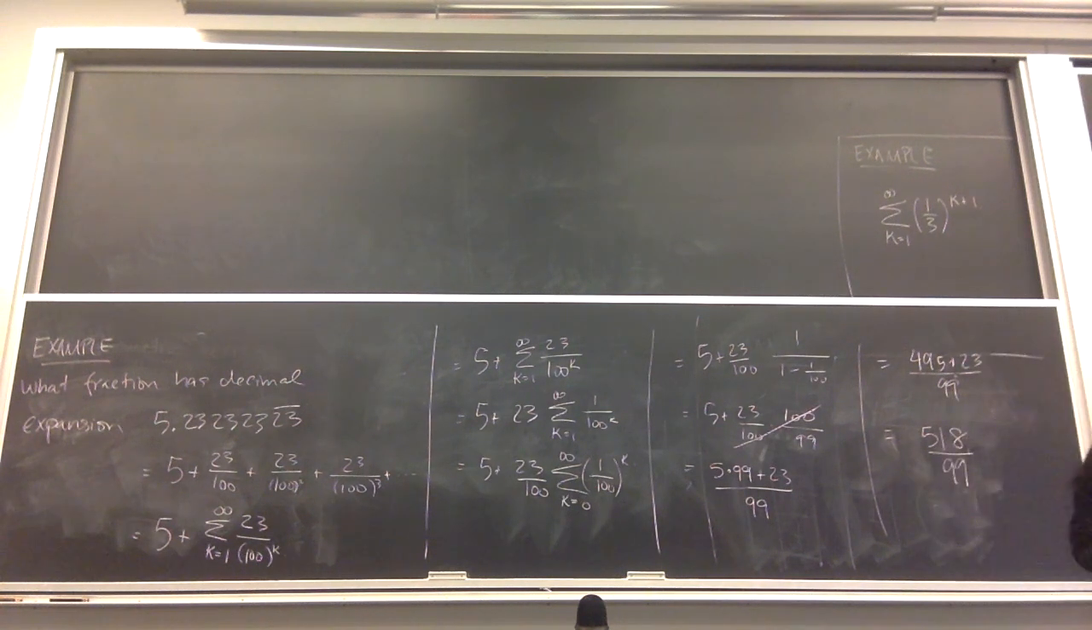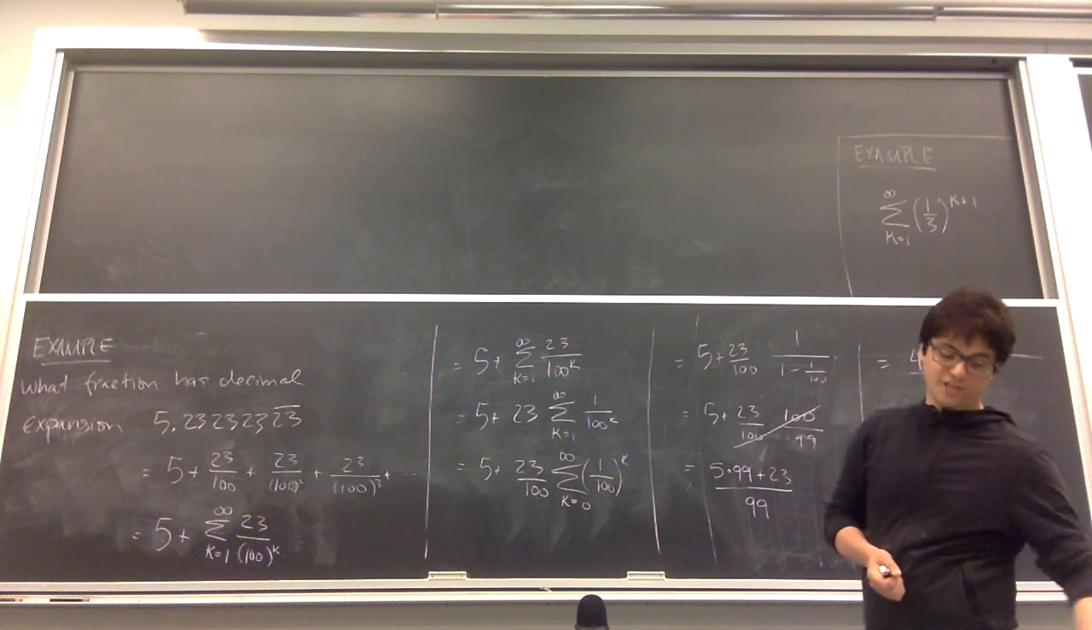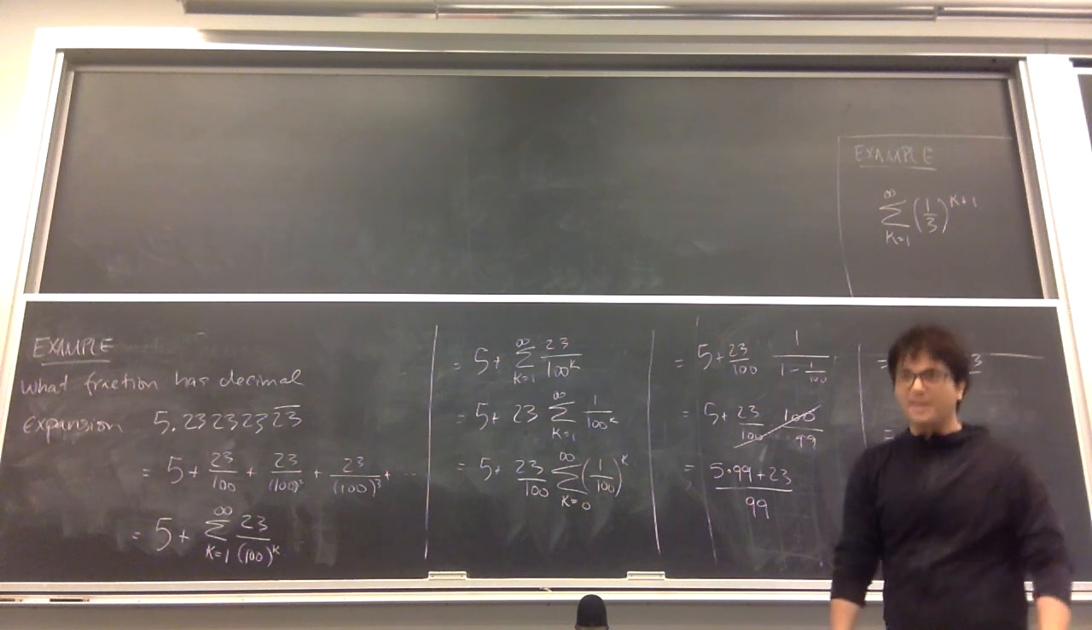Legit all of you, right? 518 over 99, please. Anyone? 5.2323. It's right. 5.23232. Okay, great. See, we backwards engineered a fraction from its decimal expansion, which is pretty cool from a computational standpoint.